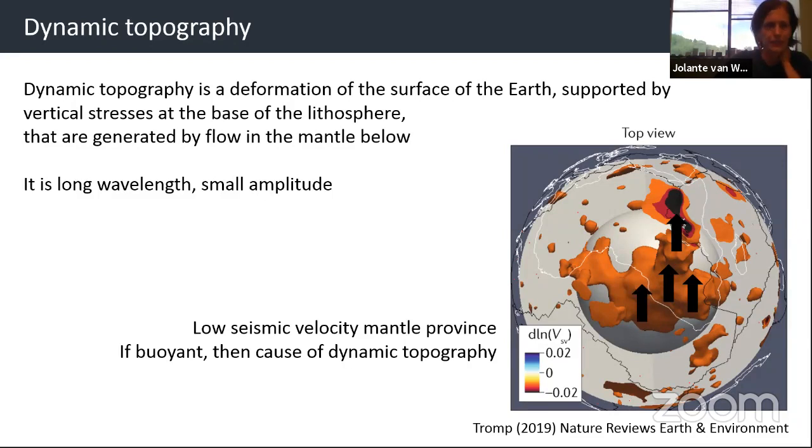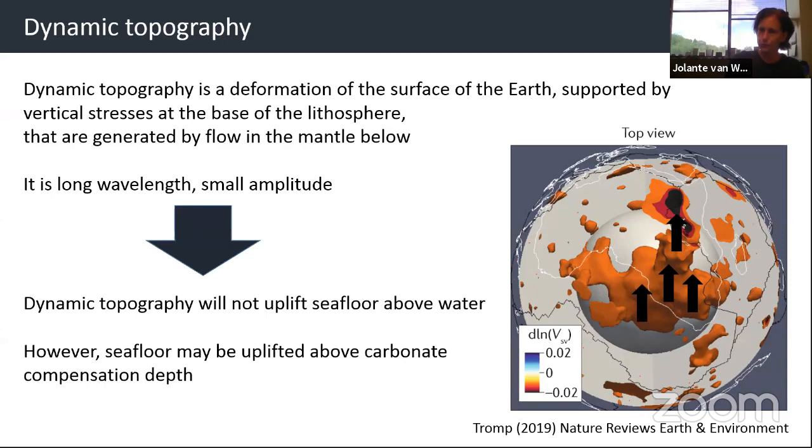Such dynamic topography is always long wavelength, small amplitude. And with long wavelength, I mean hundreds of kilometers to a few thousands of kilometers. And small amplitude would be something like a kilometer or so or less over that entire distance. As a result of that, dynamic uplift of Earth's surface would not normally move the ocean floor above the water level. However, dynamic topography of the ocean basins may uplift the seafloor above the carbonate compensation depth.